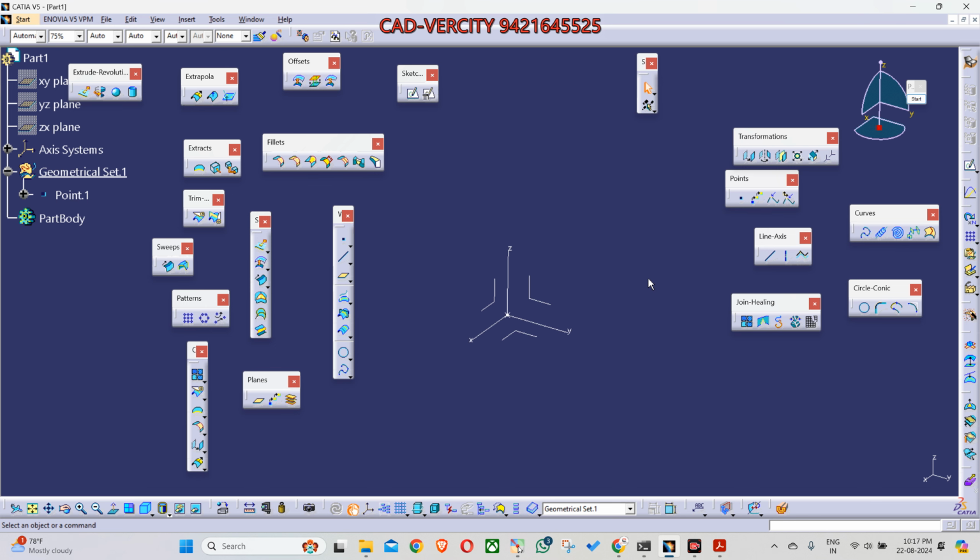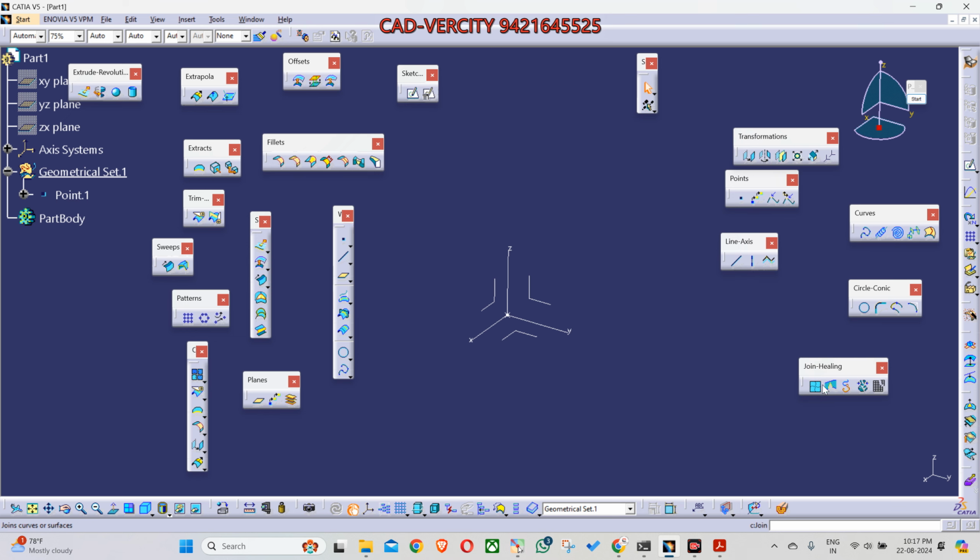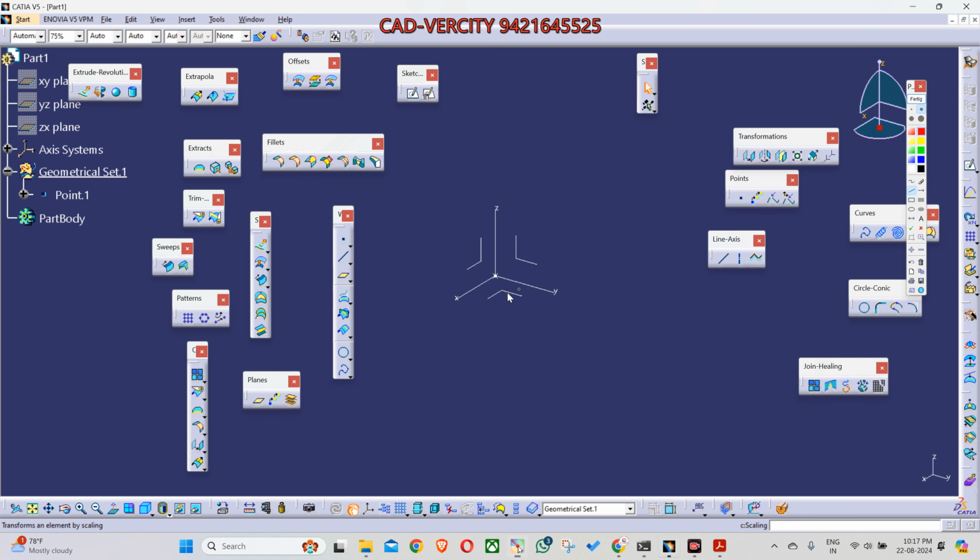So see, starting from line. What is line? I think we are done with join also. What is line? See, I want one line starting from this point, but in the Y direction. So I want a line like this, starting from this till this one. What should be the length? The length should be, let's say, 150 mm.